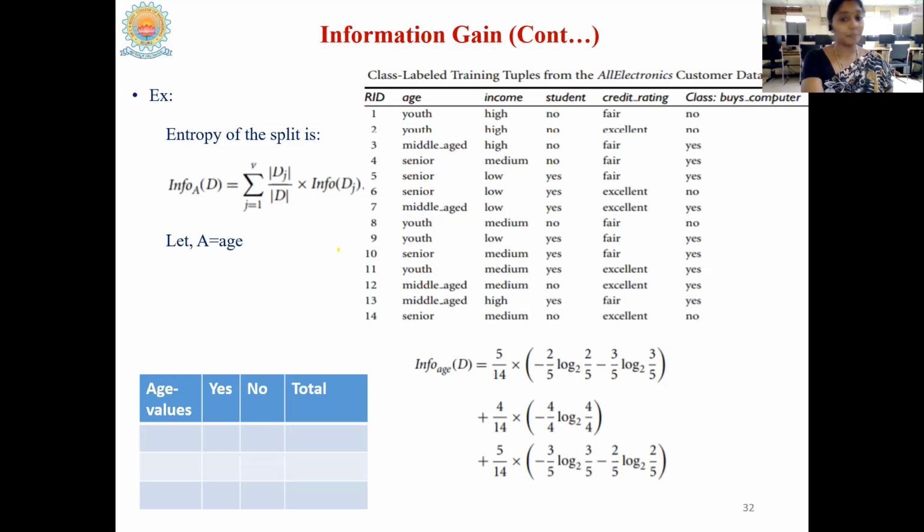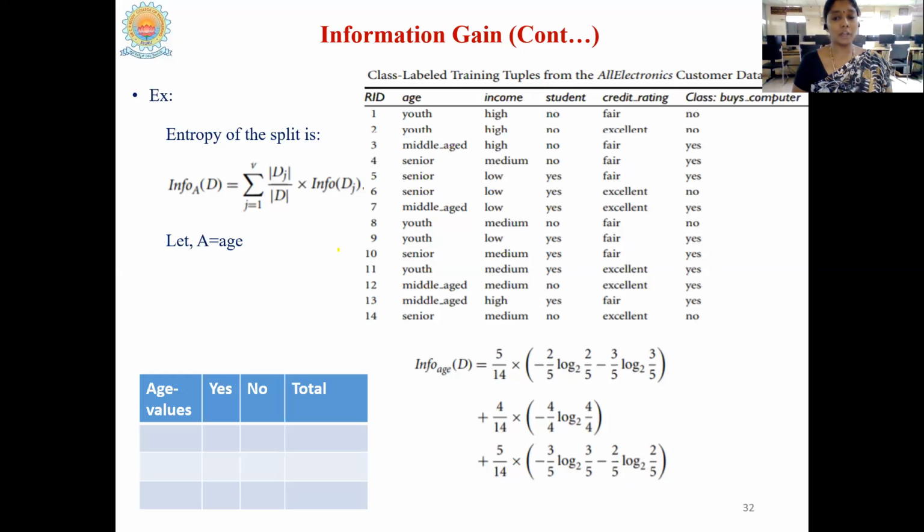Buys computer, ma'am. Buys computer consists of only two values, yes and no. Is there any other? Age, ma'am. Yes, age is a multi-valued attribute here, and also income. Income also, ma'am. Yes.